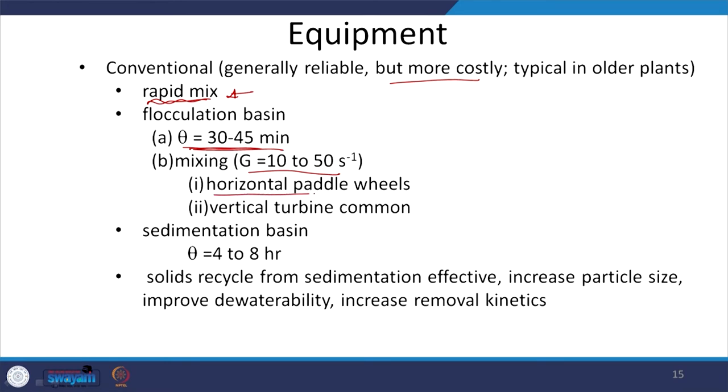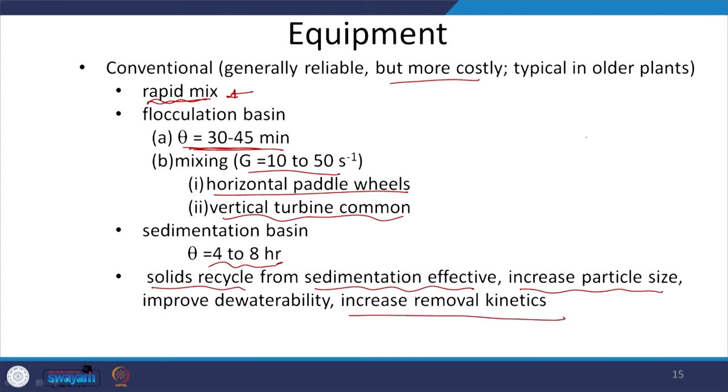And we looked at horizontal paddle wheels or vertical turbines as common options. And then we will look at the sedimentation basin, where obviously we need to give much more time for the relevant particles to settle down. Solids are recycled from the sedimentation. Why is this? It increases the particle size and increases the removal kinetics.